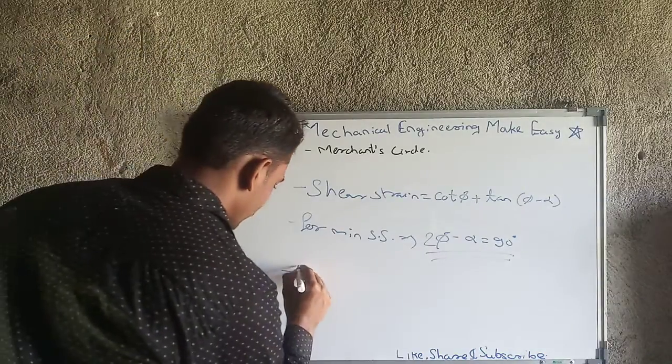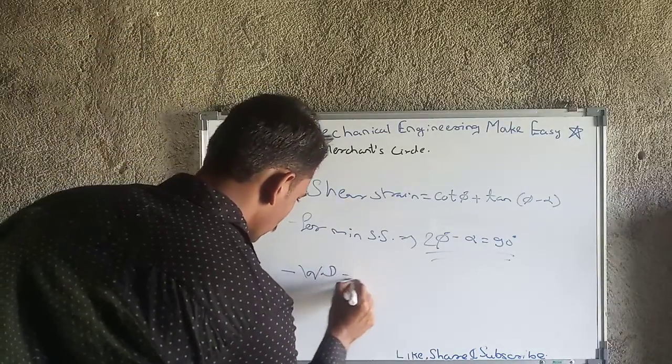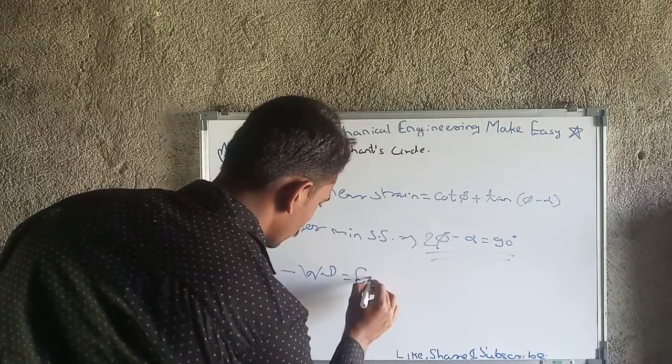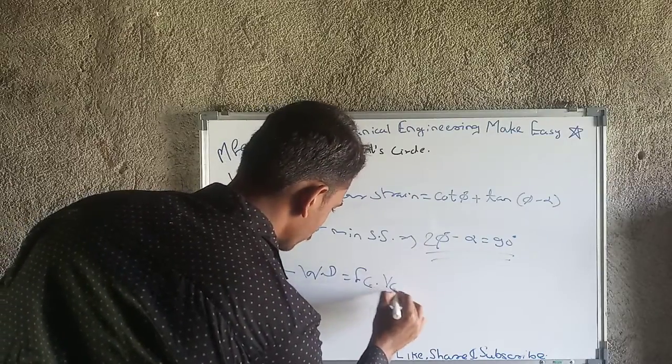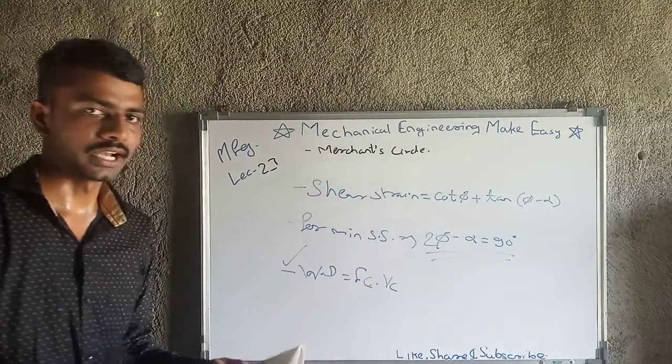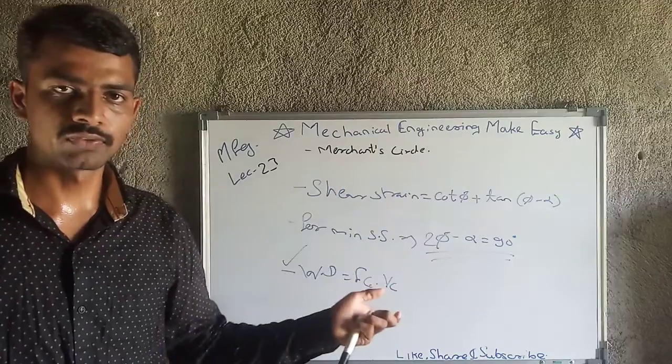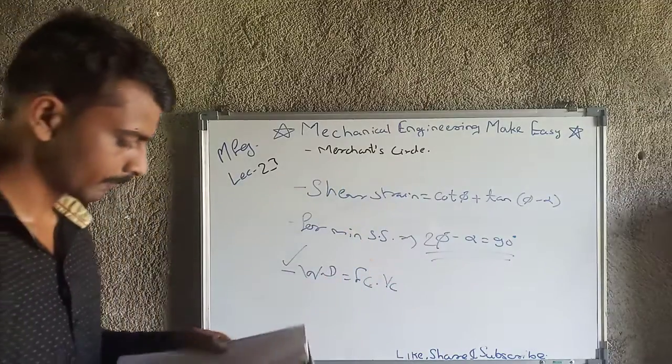Then another formula, that is work done. Work done is nothing but cutting force into cutting velocity. This is work done, and we can get the value of cutting force and cutting velocity from a number of relations I have given you up till now.